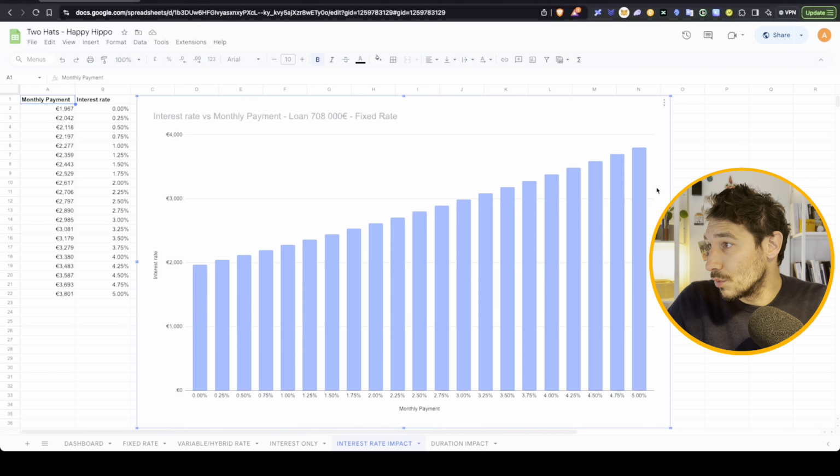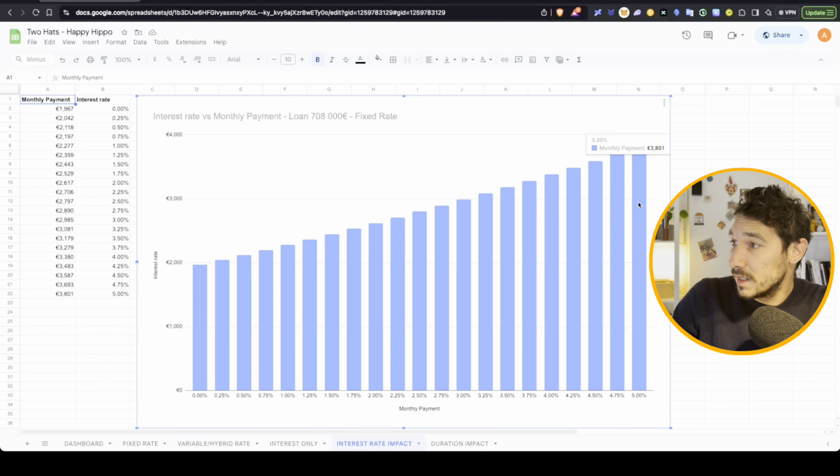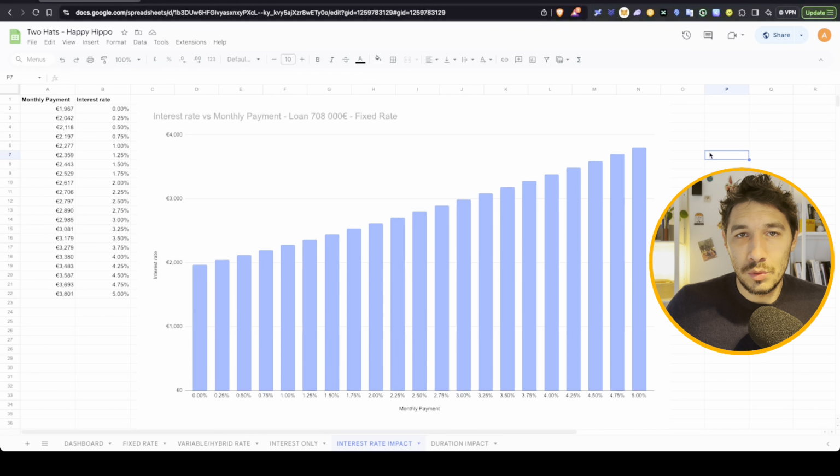And compared to the other extreme, in which the interest rate is at 5%, we would have here 3,800 euros. It's basically double. This graph is only to let you understand how important the interest rate is, and also how much every single basis point will count at the end of the day in the budget.